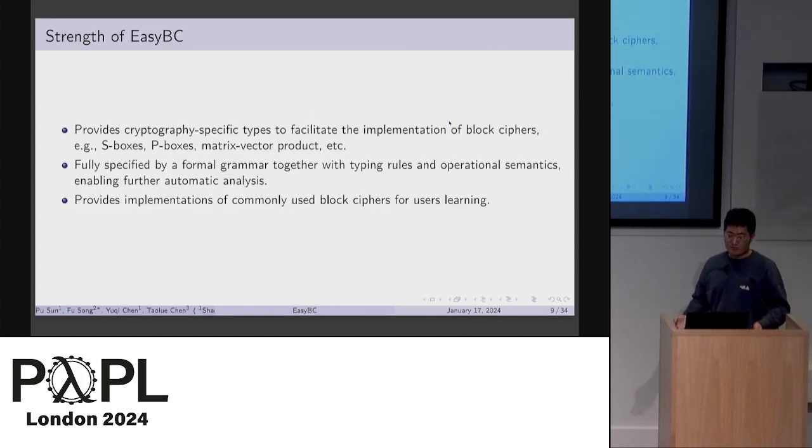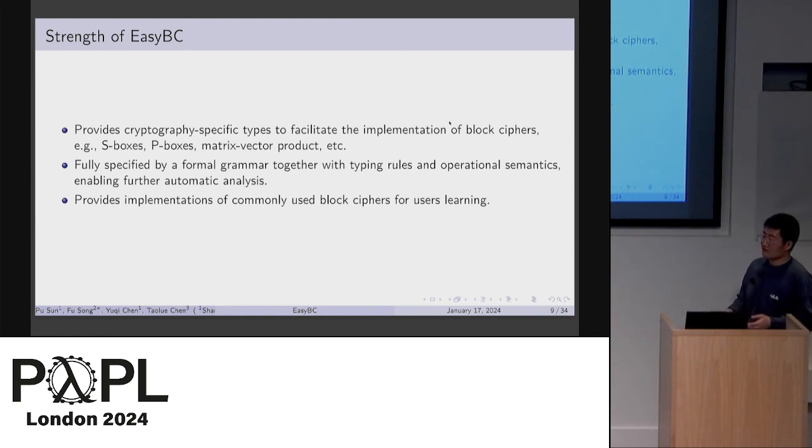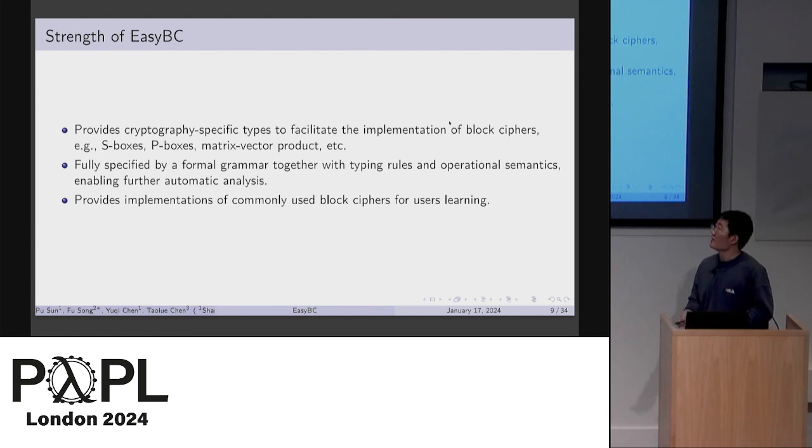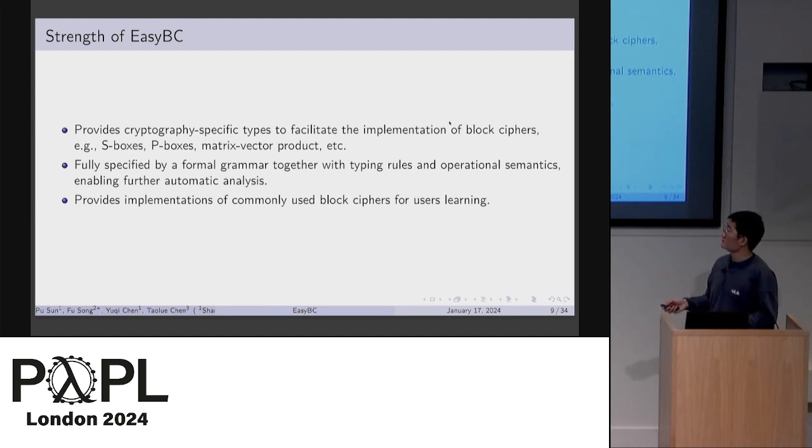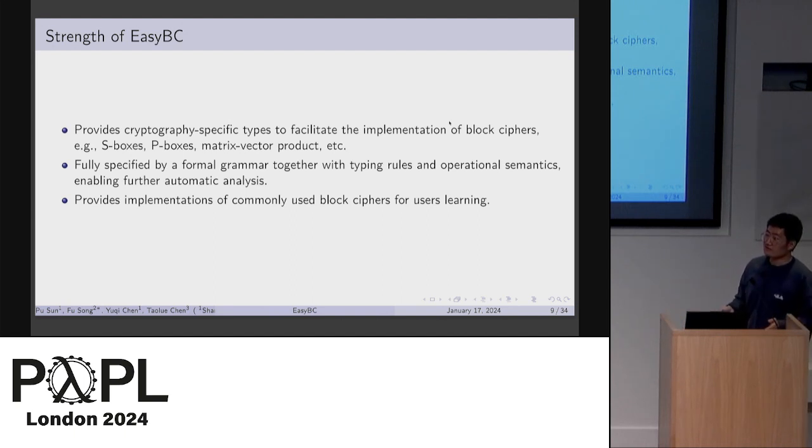And EasyBC provides cryptographic-specific types to facilitate the implementation of block ciphers, such as P-box, S-box, matrix, vector products, and so on. And it's fully specified by formal grammar together with typing rules and operational semantics, which enables further automatic analysis. And we also provide implementations of commonly used block ciphers for user learning.